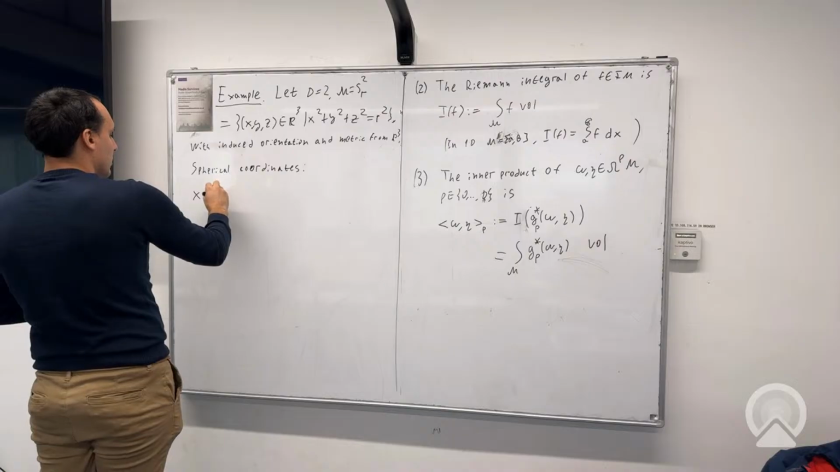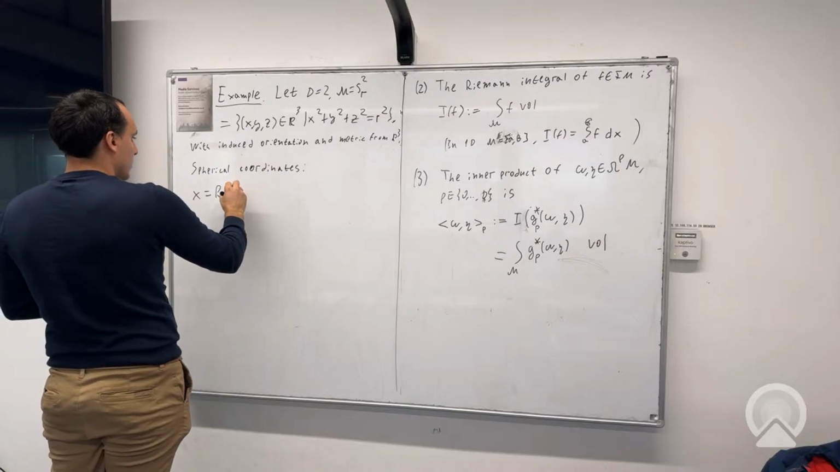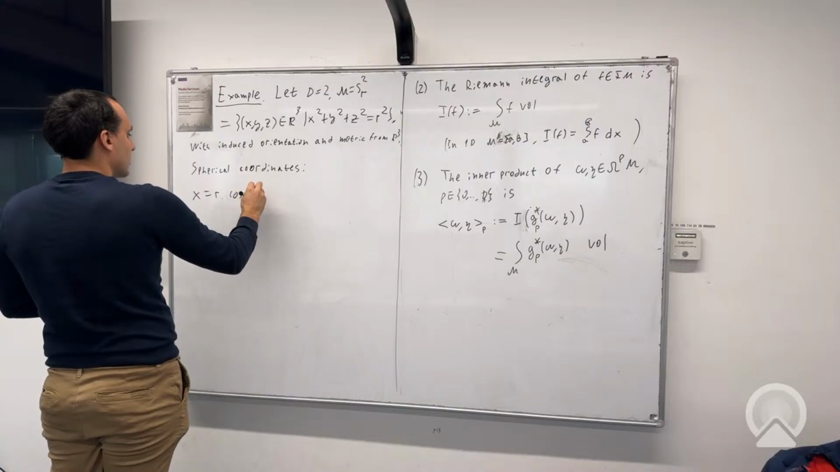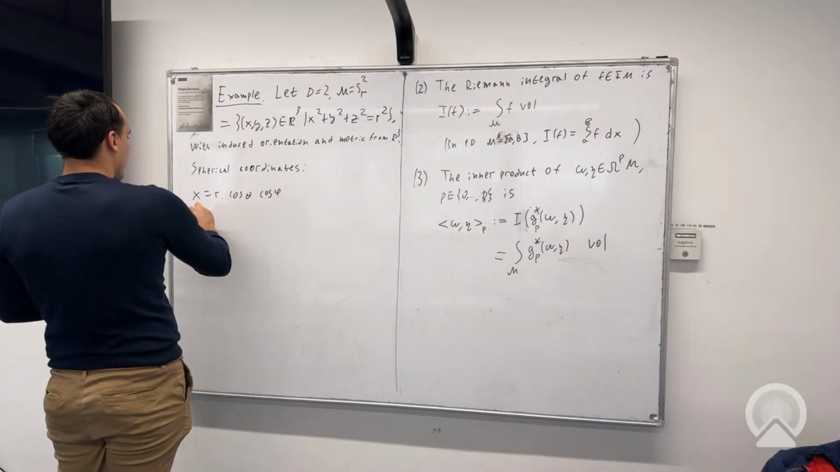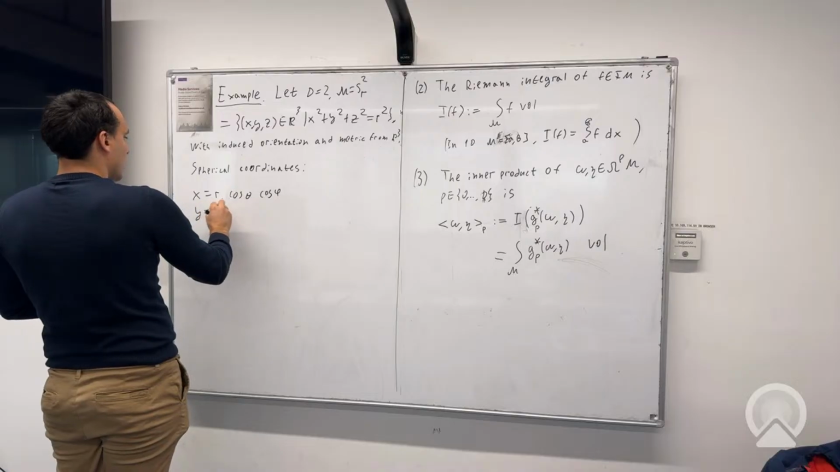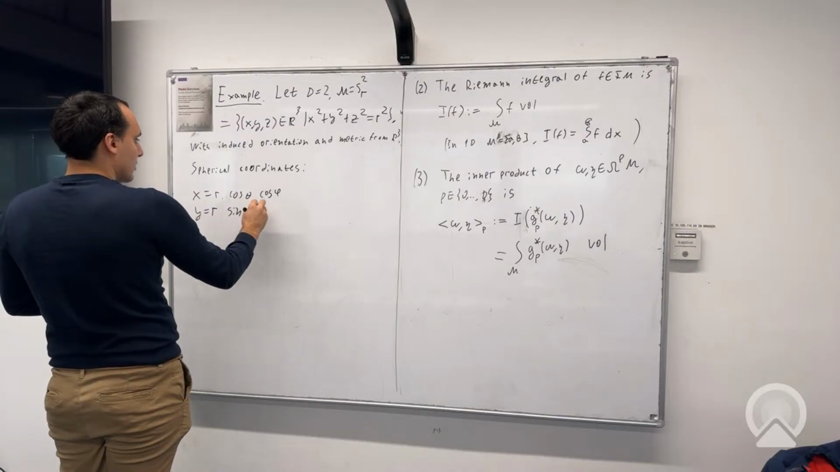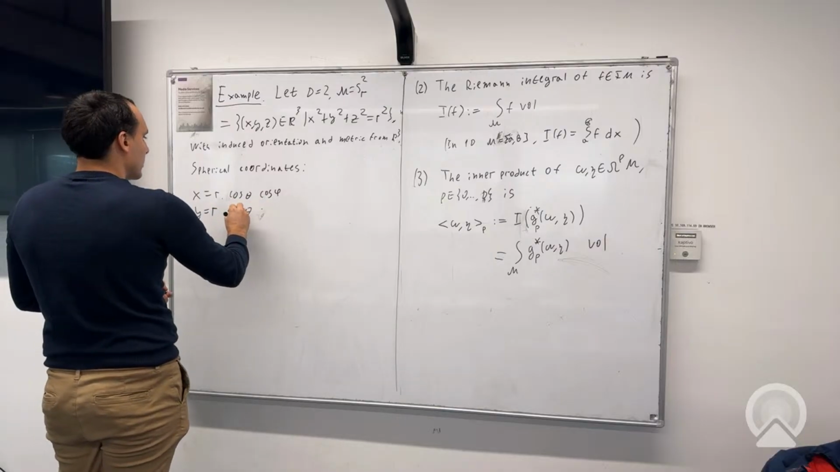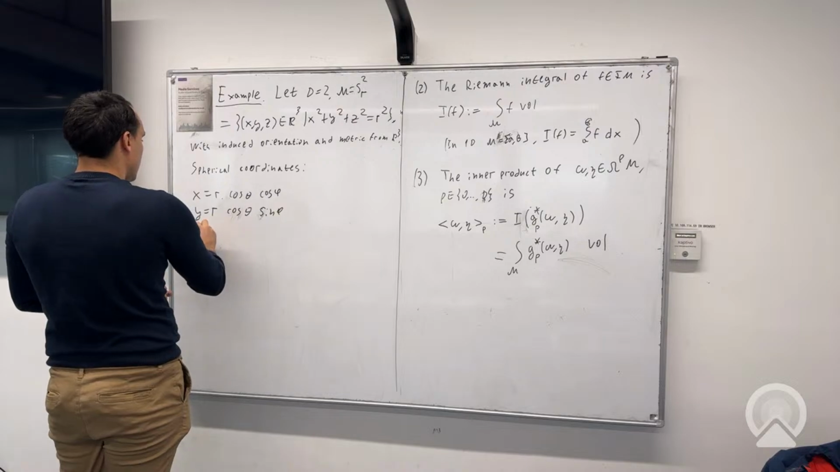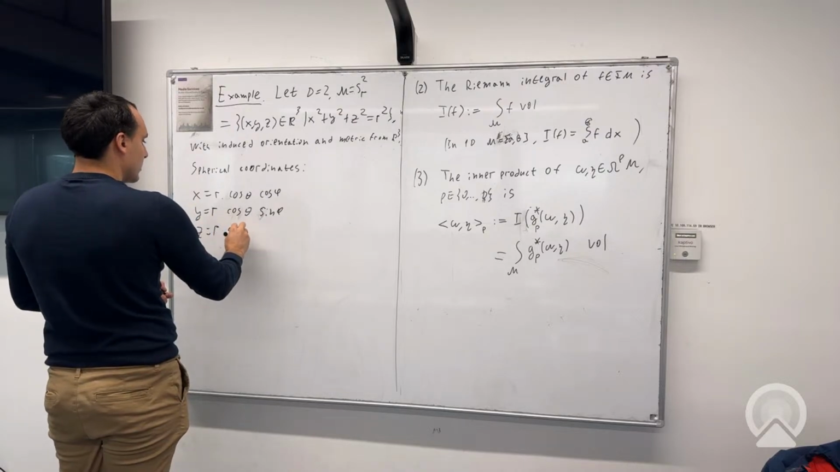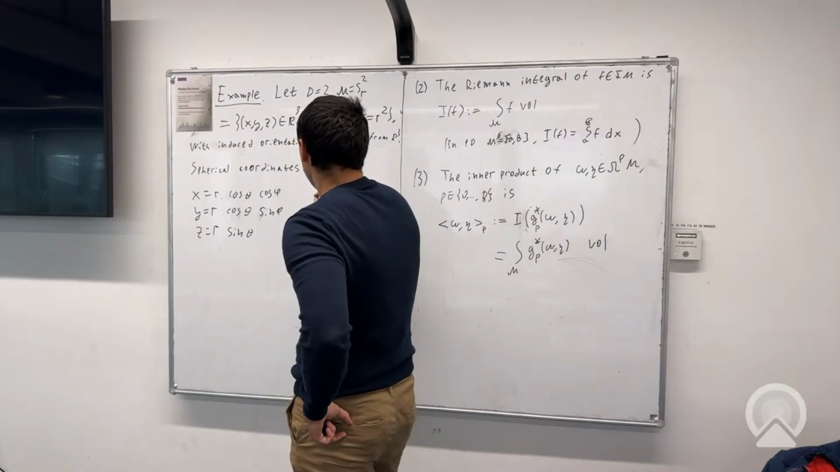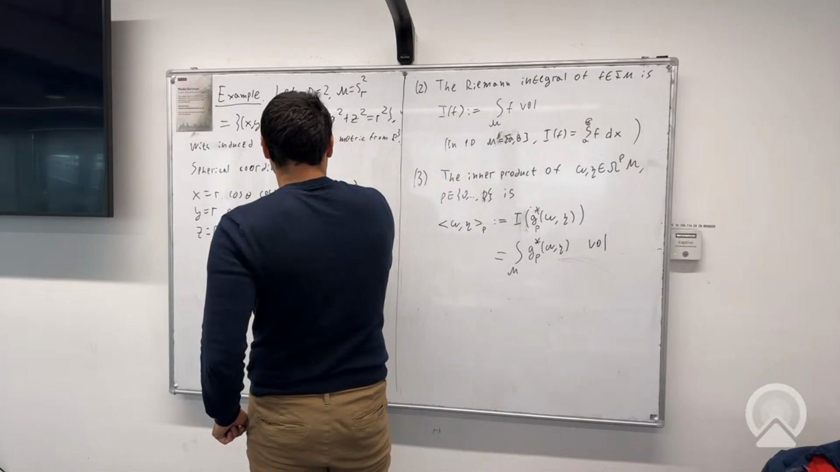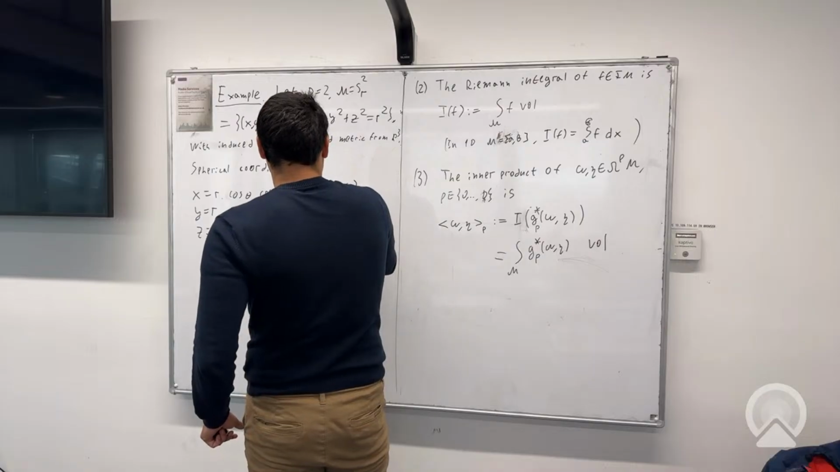X is r sine theta cosine phi, sorry, small r. r cosine theta cosine phi. Y is r cosine theta sine phi. And Z is r sine theta. And here theta is from 0 to pi and phi is from 0 to 2 pi.